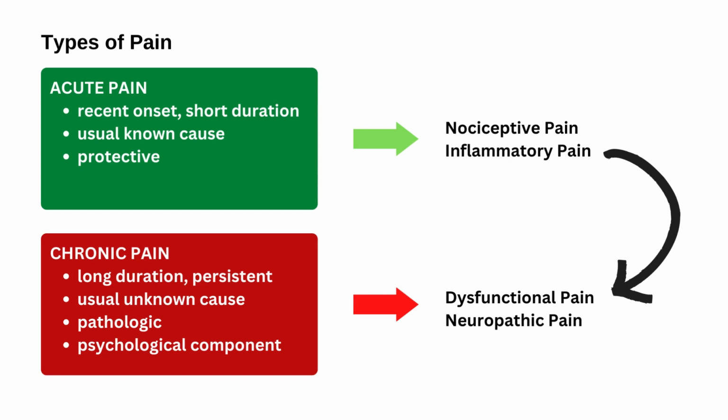Pain can be broken down into two basic general categories. First is acute pain. Acute pain is defined as that of recent onset and usually has a short duration. Additionally, acute pain usually has a known cause and it serves a protective role. On the flip side, we have chronic pain. Chronic pain is usually that of long duration and persistent. It usually doesn't have a known cause, and it is pathologic, meaning it serves no biologic function. Additionally, chronic pain is often associated with a strong psychological component as well.